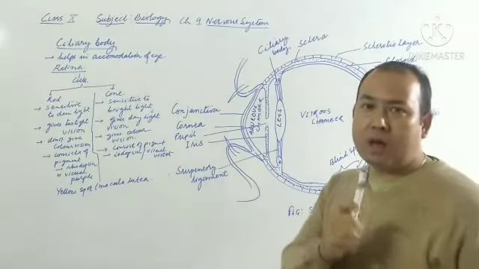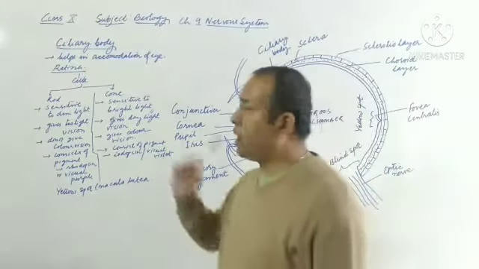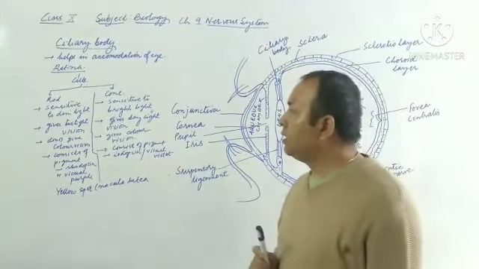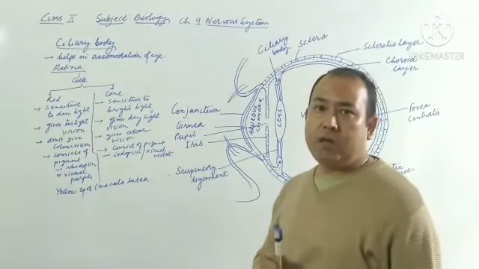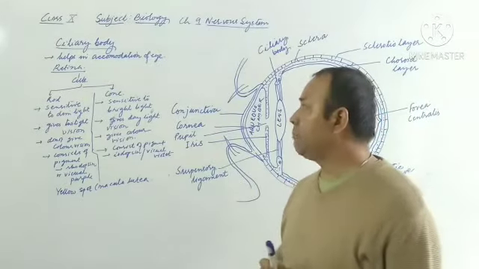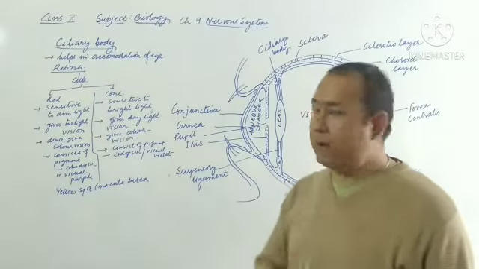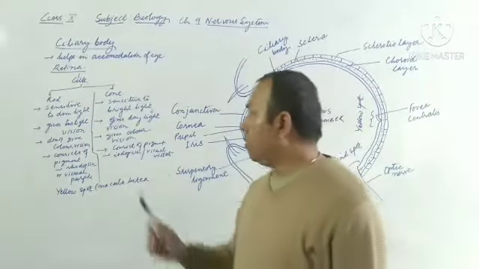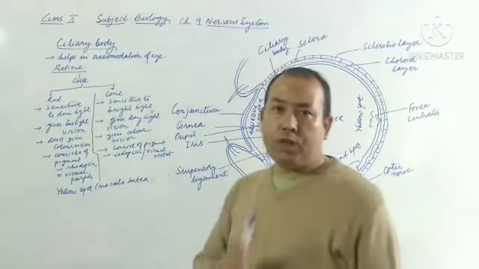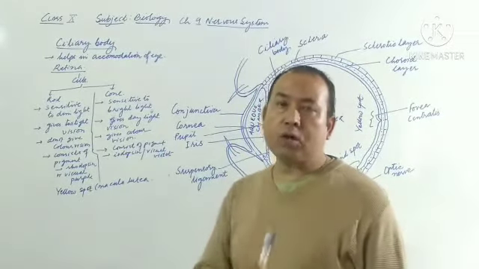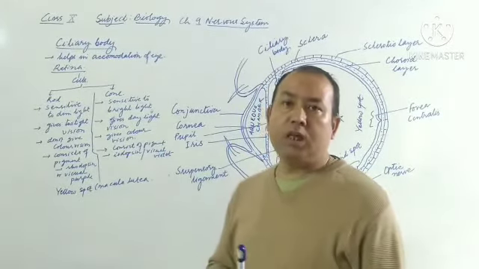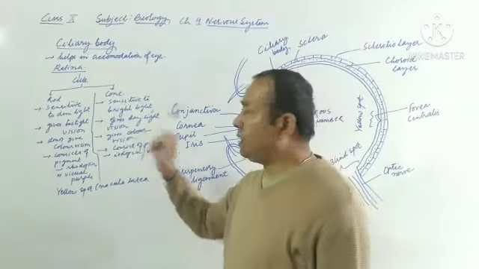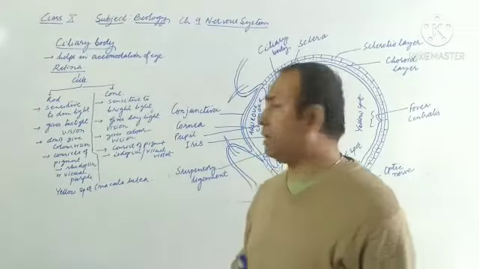Now comes the third eye wall, that is the retina. Retina is the innermost eye wall or eye layer. The retina is photosensitive, sensitive to light. It mainly consists of two types of cells, rod cells and cone cells. Rod cells are sensitive to dim light, which means rod cells help us to see in dim light, particularly during night. Then cone cells are sensitive to bright light.